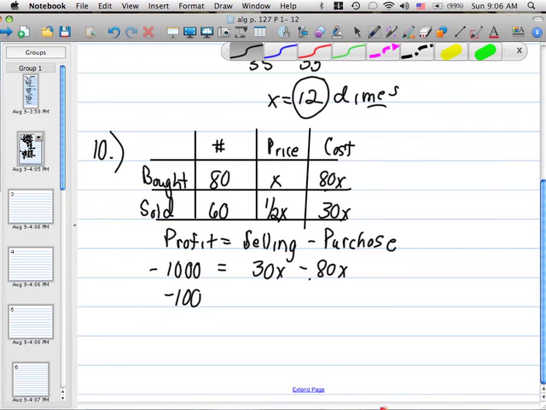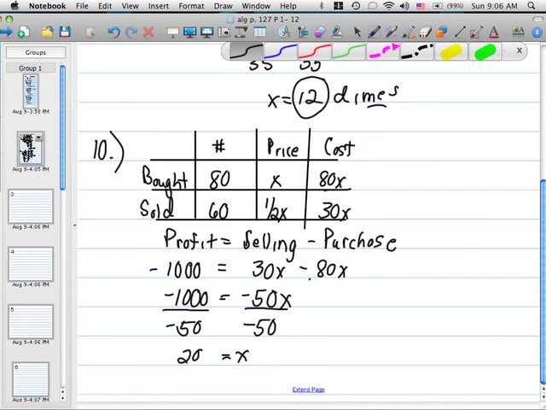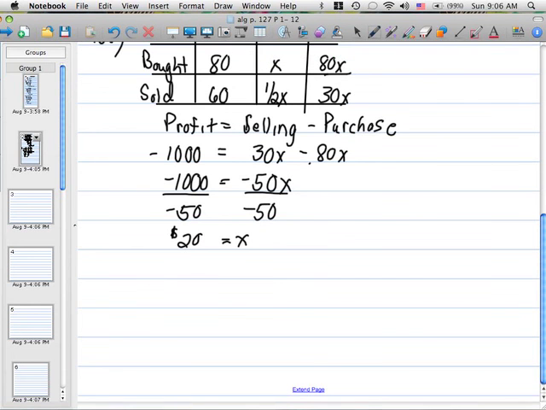So that's negative 1,000 equals negative 50X. 30 and a negative 80 is negative 50. Divide by negative 50. And we get a positive 20 equals X. So $20 is what they spent on the tickets, and the question that the book is asking is how much did the employee pay for the ticket? The employee paid half of that, so half of 20 would be $10 is what the employee paid.